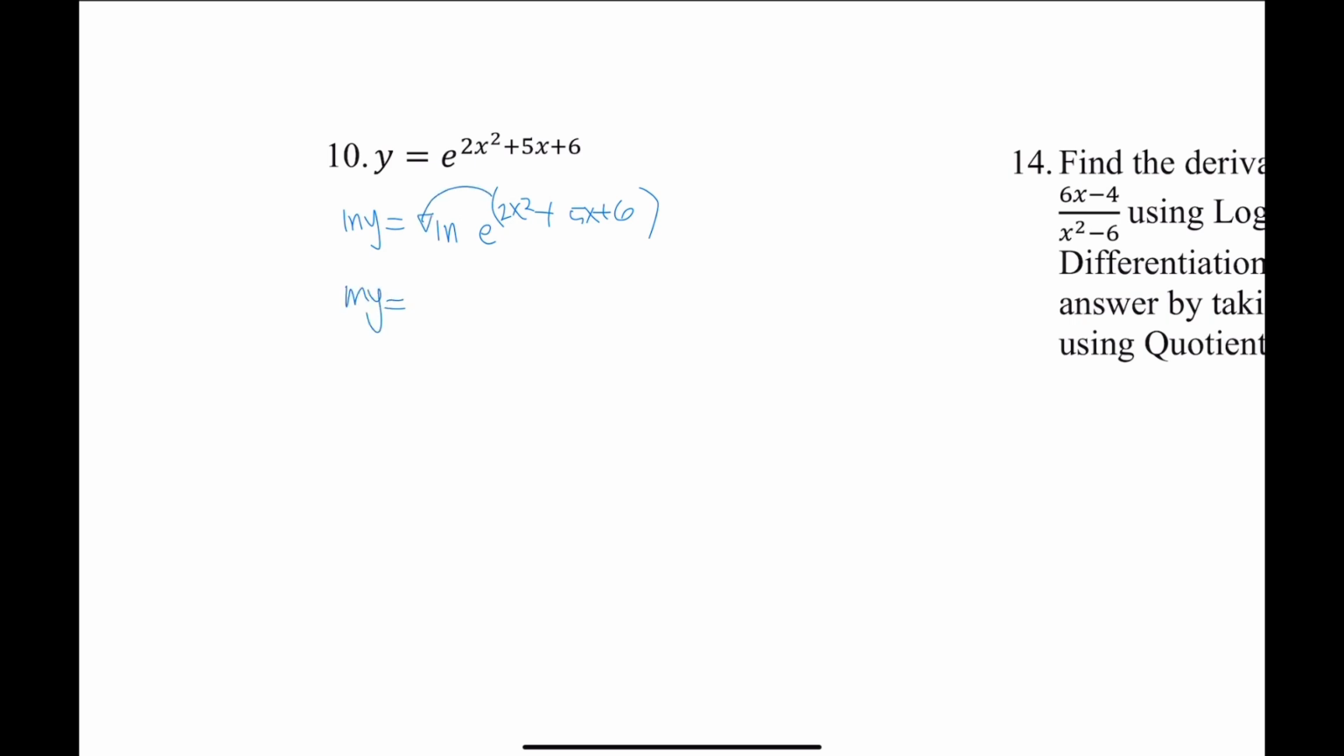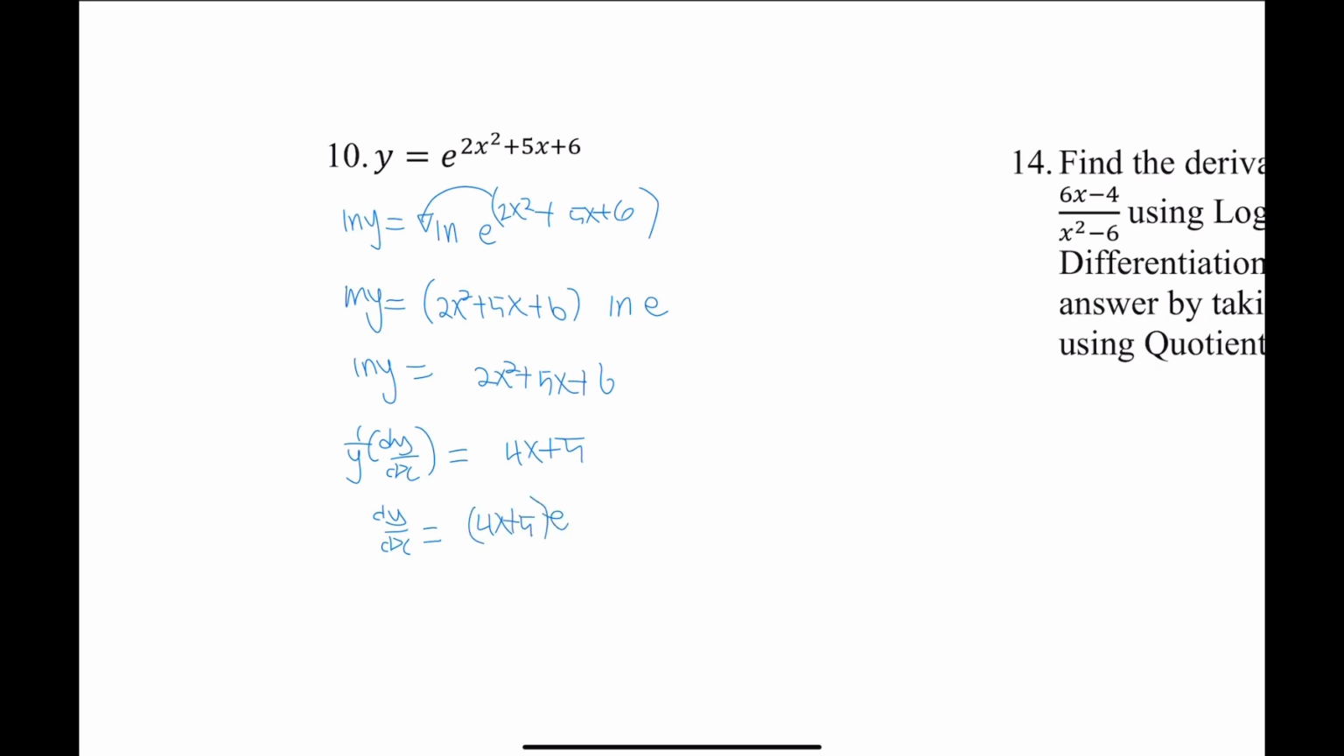So ln y equals 2x squared plus 5x plus 6, whole thing multiplied by ln e. And then everyone knows that ln e is just 1, right? So that means ln y equals 2x squared plus 5x plus 6. So 1 over y dy over dx equals 4x plus 5, right? And then dy over dx is equal to 4x plus 5 times e to the 2x squared plus 5x plus 6.